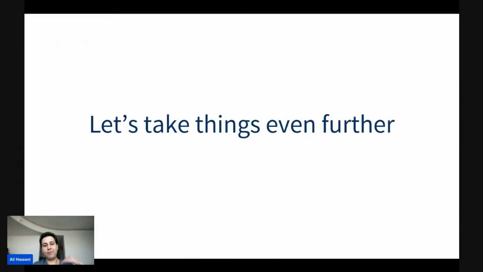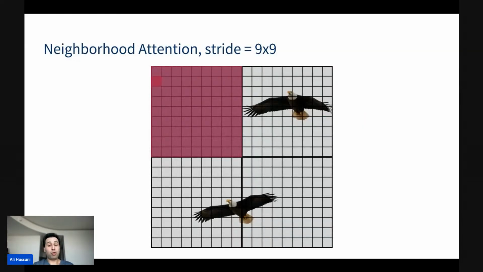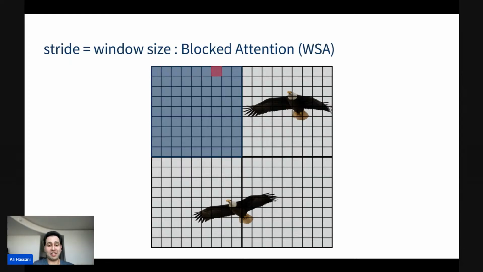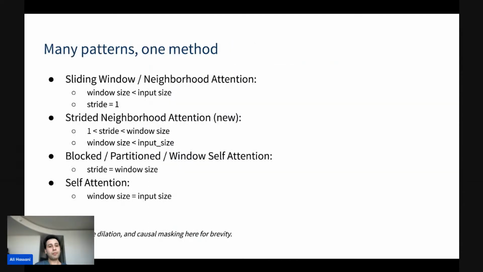And if we take it even a step further, just like in convolutions where you can increase stride up to the same value as kernel size and get non-overlapping windows, you can do the same thing here. And the non-overlapping windows here, surprise, it's just block attention. It's just window self-attention. So this basically means you can implement block attention with NATTEN today with neighborhood attention. Just set stride to window size.